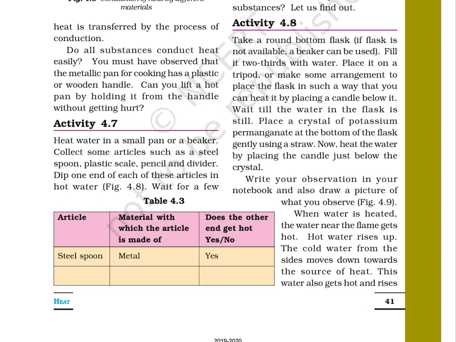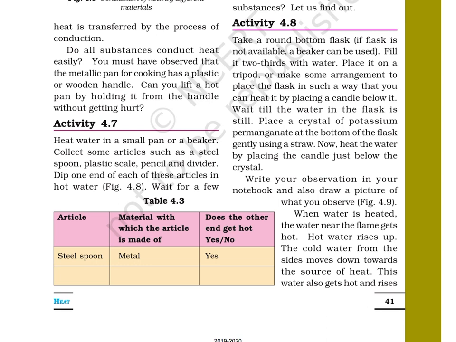Activity 4.8. Take a round bottom flask. If flask is not available, a beaker can be used. Fill it 2/3 with water. Place it on a tripod or make some arrangement to place the flask in such a way that you can heat it by placing a candle below it. Wait till the water in the flask is still.